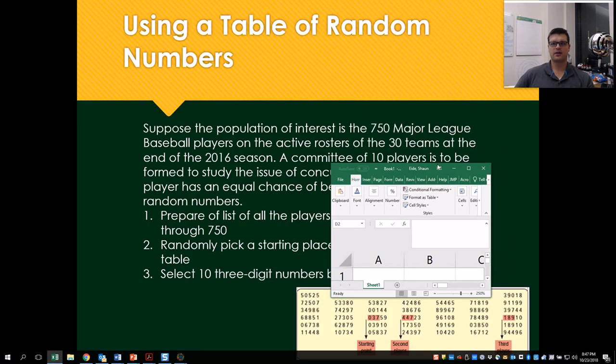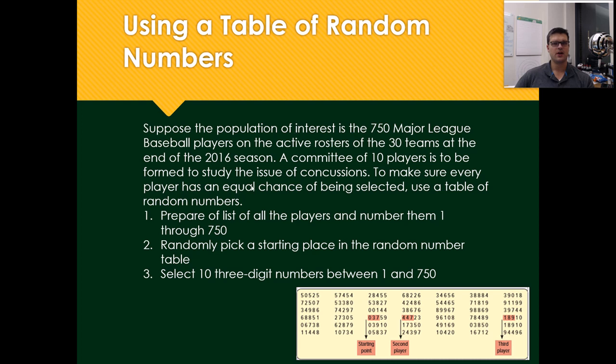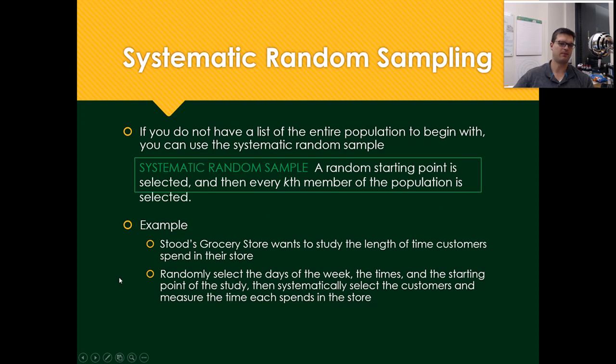Going back, let's see here. Before we had random number generators, there was an individual who actually published a book of random numbers, and you would randomly choose numbers from the book, and those numbers would tell you which individual to pick. But we're not going to have you do that.